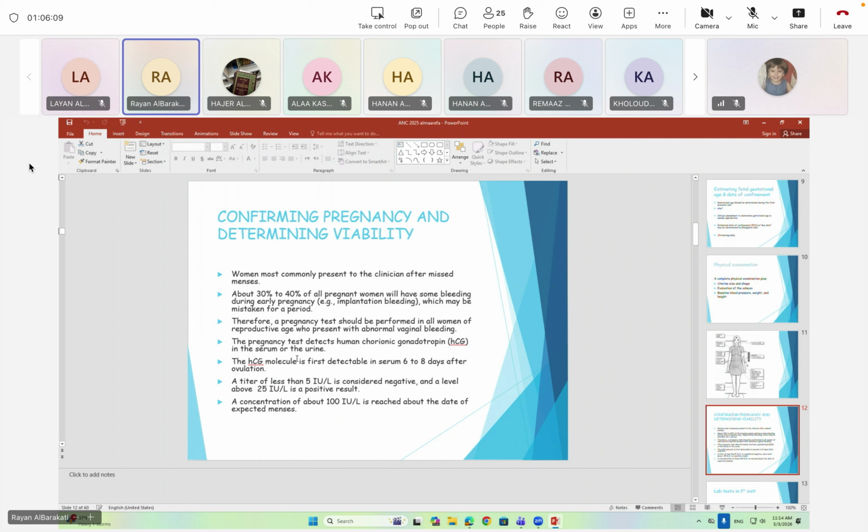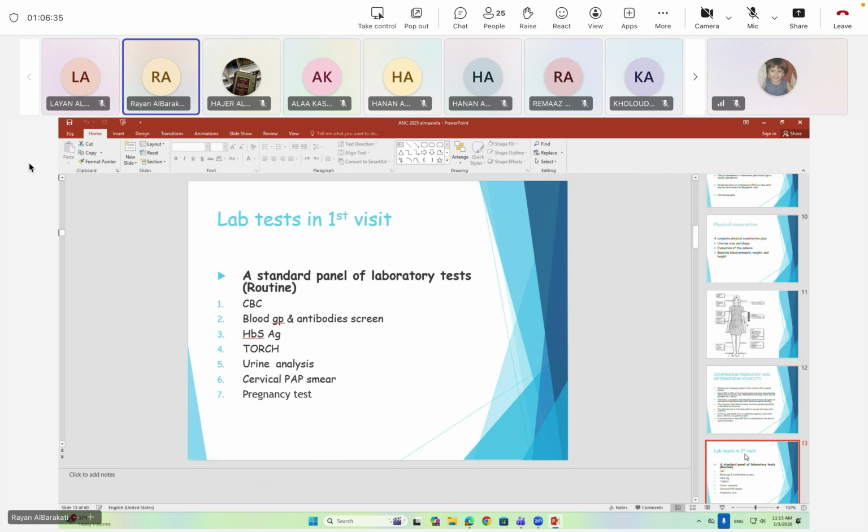The first HCG molecule is first detectable in the serum 6 to 8 days after ovulation. A titer of less than 5 is considered negative. Between 5 and 25 is equivocal. Above 25 is positive. And a concentration of about 100 international units per liter is reached about the date of expected menses, meaning on the expected day of the cycle.